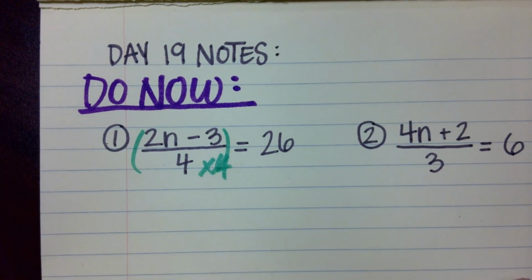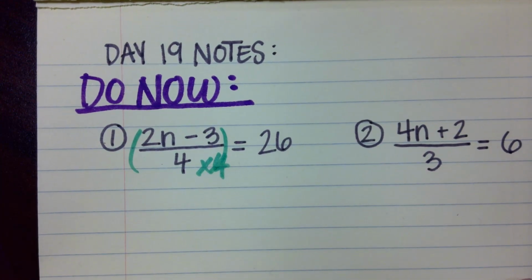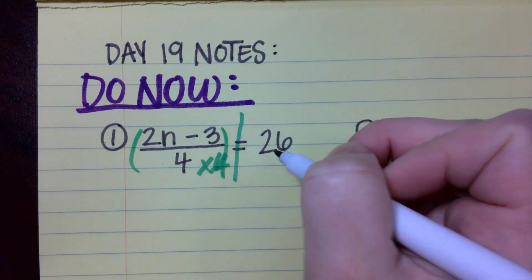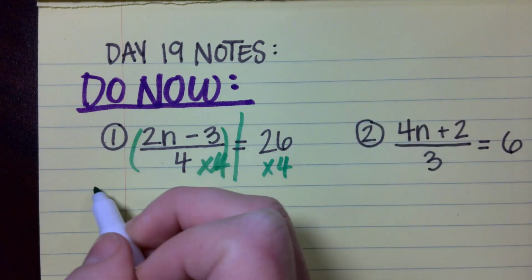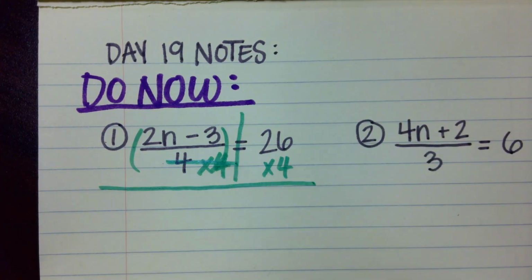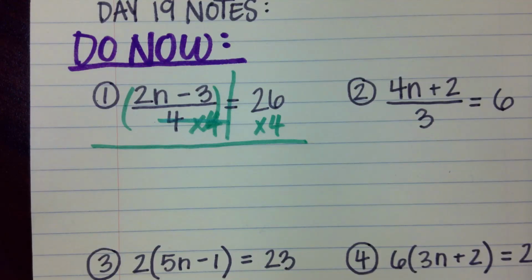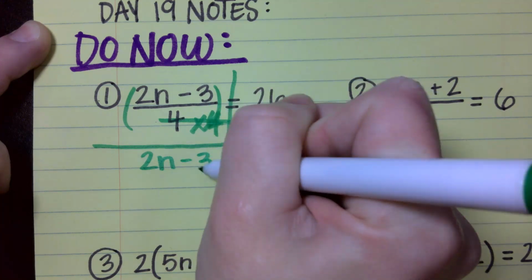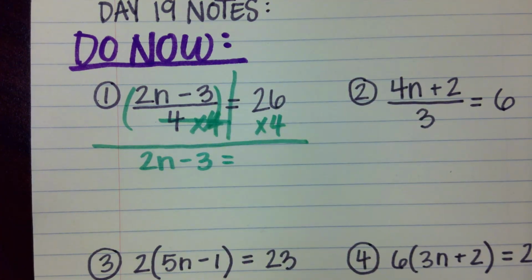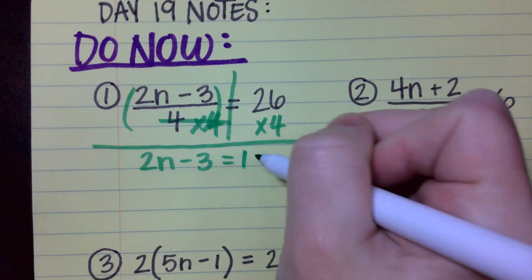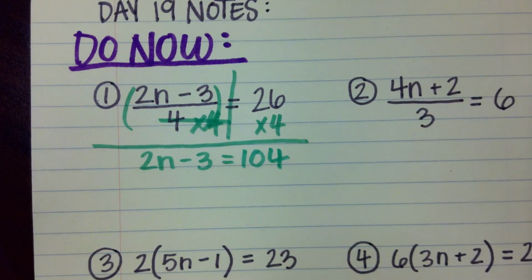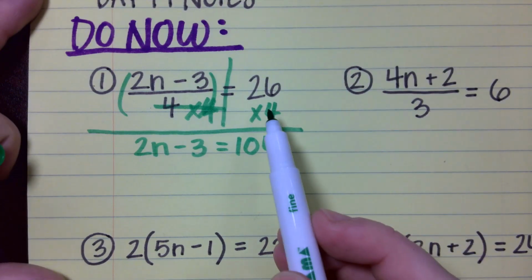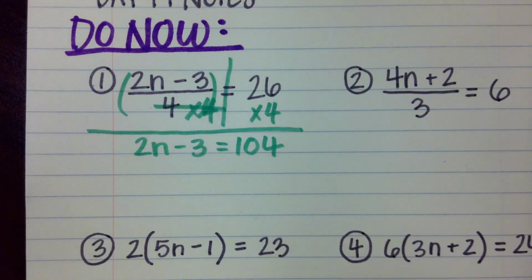And what else do I need to do? Times 4 over by 26. Yes. Remember, whatever I do to one side of my equation, I have to do to the other side as well. So my 4's will cancel. And what am I left with? 2n minus 3 equals 104. Yeah, 26 times 4, 104. Good. Did everybody get to this point so far? I did it again. That's all right. We just forgot to keep our equation balanced.